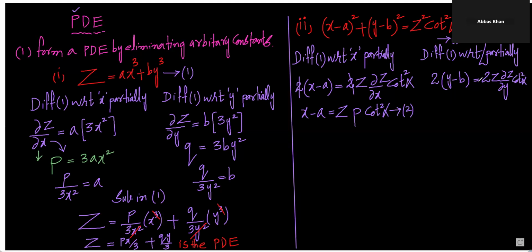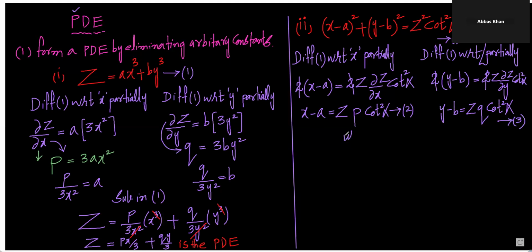The 2 and 2 cancel. So y minus b is equal to z into dou z by dou y, which is q. Here we always use dou z by dou x as p, and dou z by dou y as q. This is taken as equation 3.